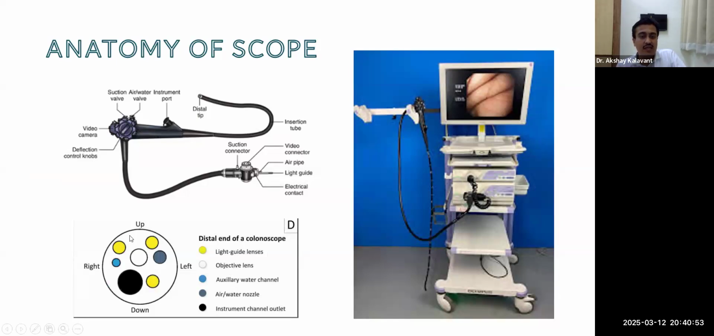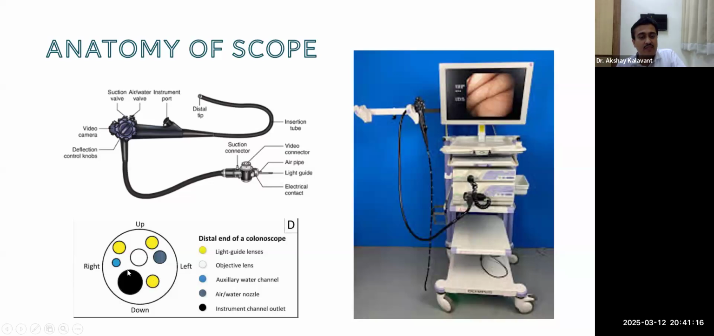This is how the end of the endoscope looks. The bigger channel is always the instrument channel, because it gives us access to do interventions, a biopsy, or to put a clip for hemostasis. And there are different light channels over here, so that if one gets blocked, the light can be shown by the other ports.